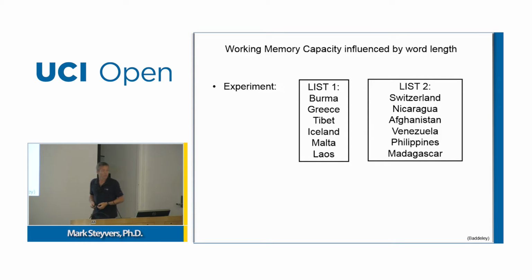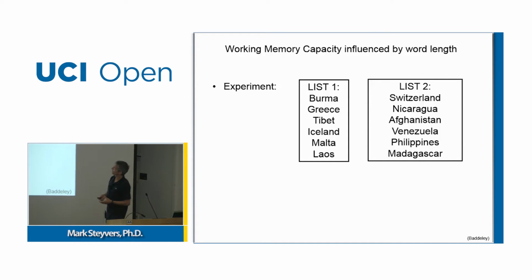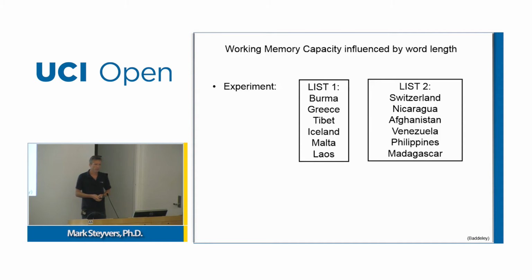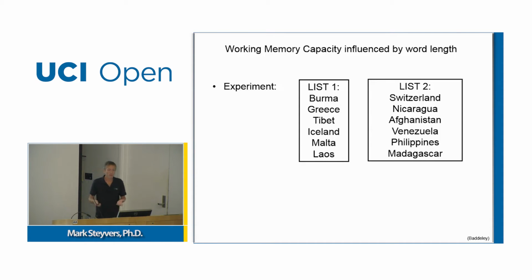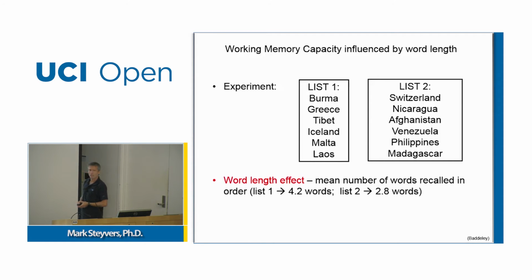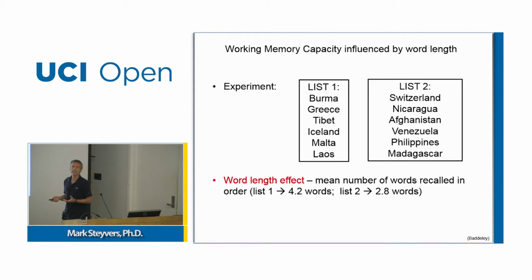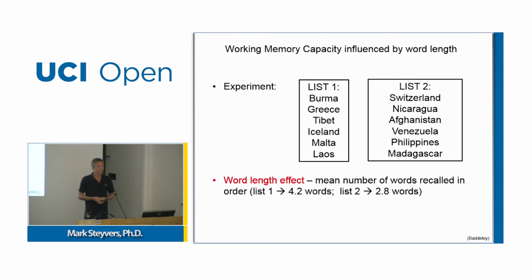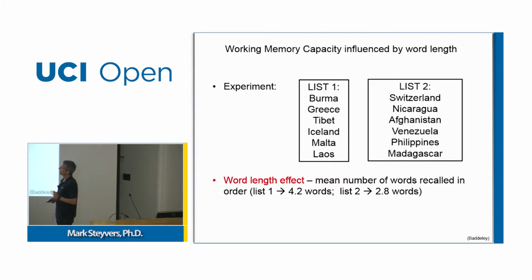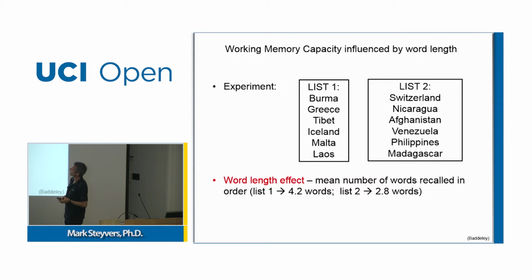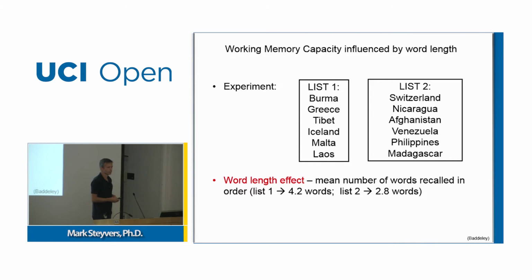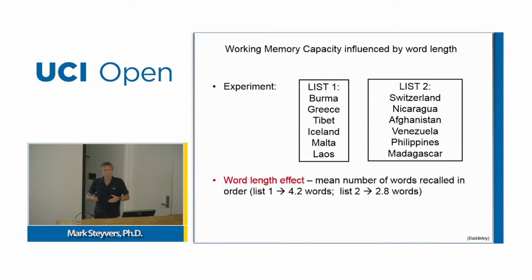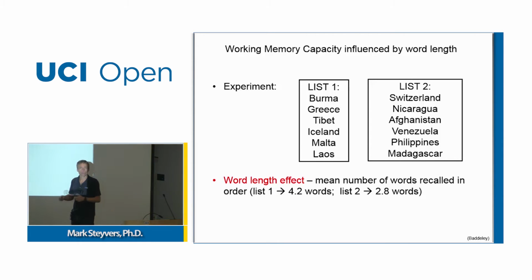Or you can have longer words, Switzerland, Nicaragua, etc. It's the same number of items, but clearly the second list is longer. It would take you longer to use your inner voice to rehearse this list. And maybe not surprisingly, what you find is a word length effect. The mean number of words recalled in order, so the order is important, it has to be exact order, is 4.2 words from the first list and 2.8 words from the second list. So it's not just the number of items that's important, it's how long it takes you to rehearse those items. Longer words take more time.